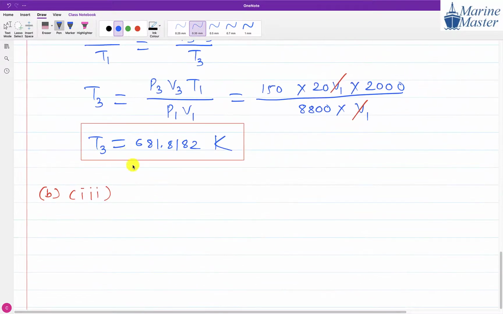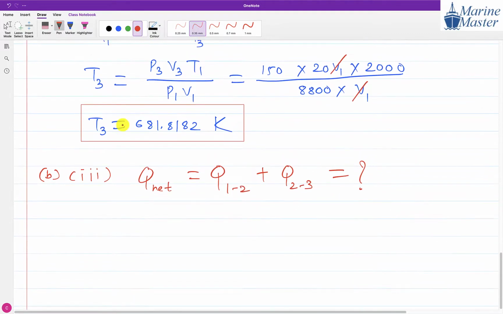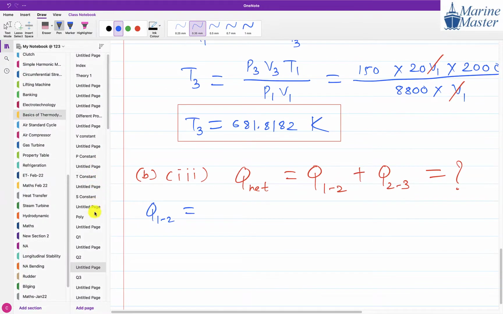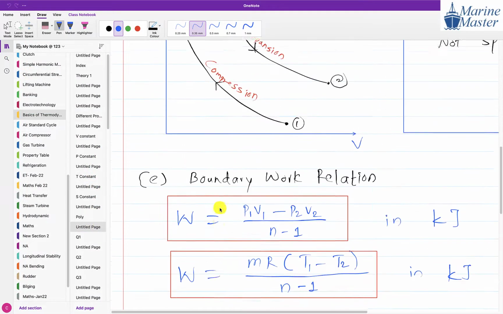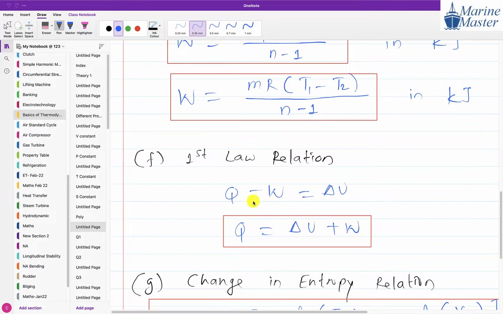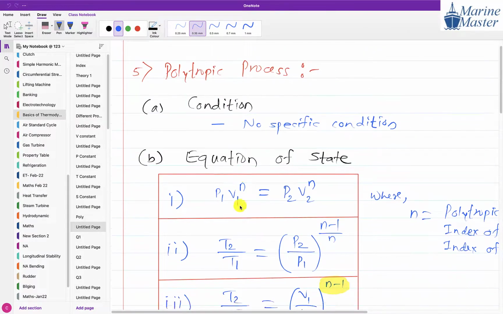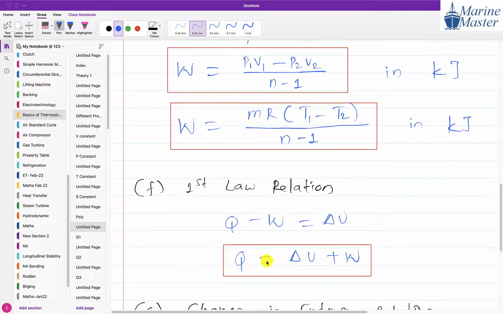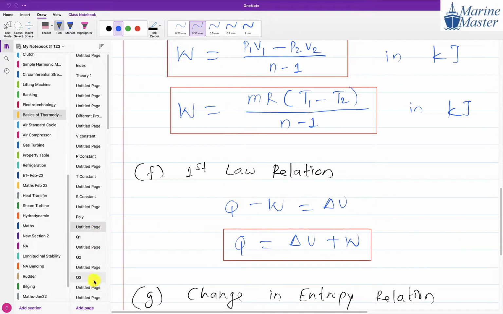How do we get the net heat transfer per kg? Here we have two processes. So Q net will become Q1 to 2 plus Q2 to 3. What is process 1 to 2? Polytropic process. If you remember the heat transfer for a polytropic process, we have seen that heat transfer is delta U plus W.